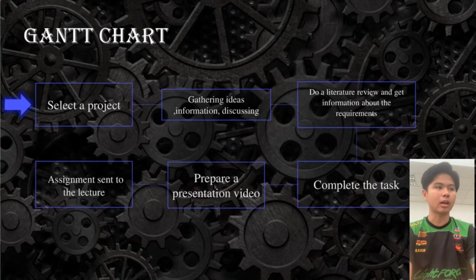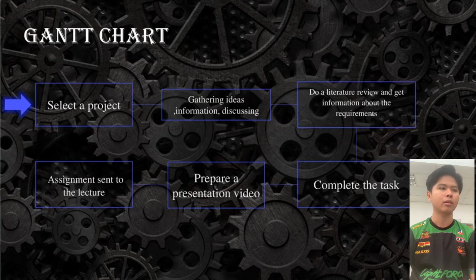Next, for the Gantt chart, firstly we select a project. Secondly, we gather ideas, information and discuss. Next, we do a literature review and get information about the documents. Next, we complete the task and we prepare a presentation video. Lastly, the assignment is sent to the lecturer.